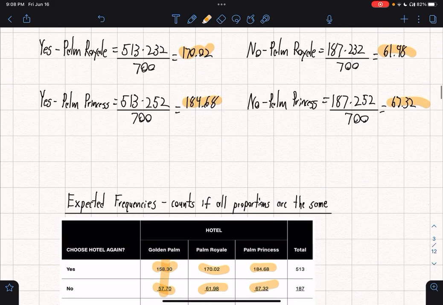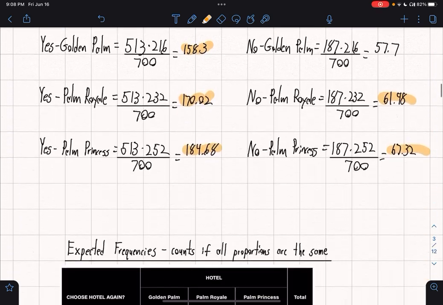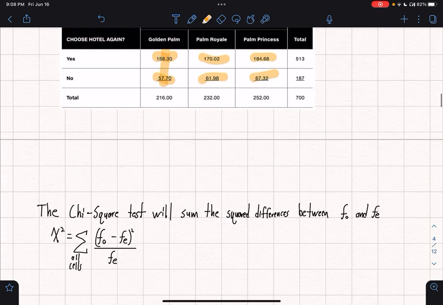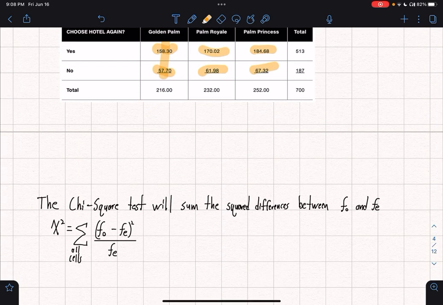All right, so we just calculated all these expected values from our observed tables. So now we need to actually think about our test statistic. And as we discussed, it's going to be what we call the chi-square statistic. What it's going to do is sum the squared differences between the observed values and the expected values. So for every cell, we're going to take the observed value.